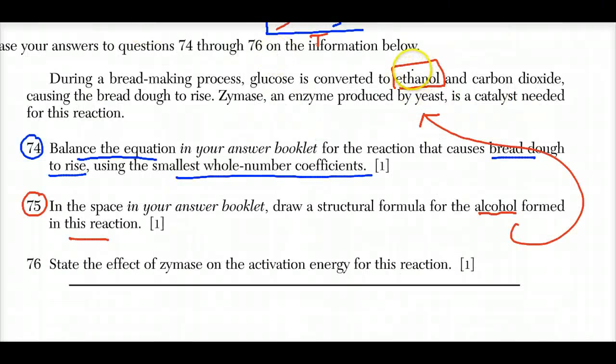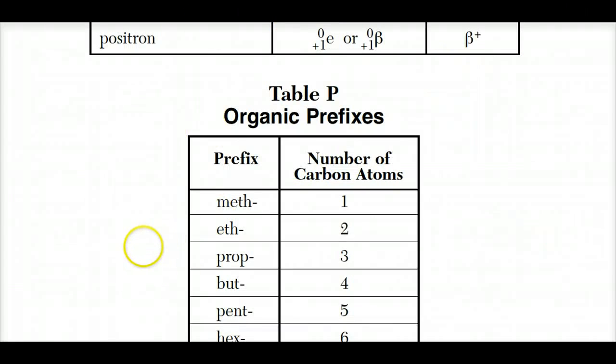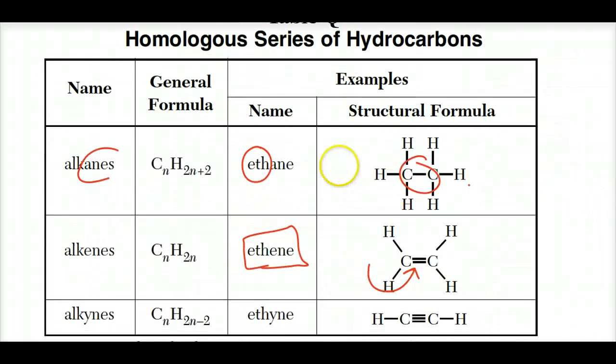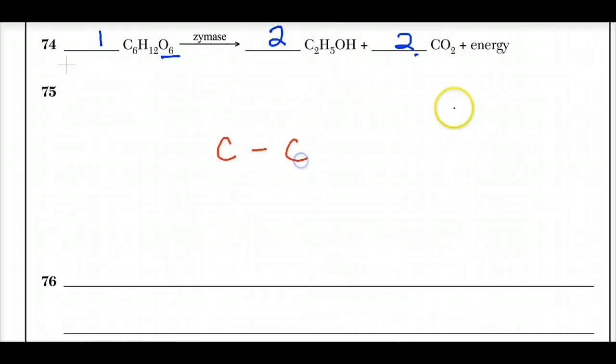So we have a hydroxyl group attached to a carbon chain. The question is, what does the carbon chain look like? Well, the ETH tells me that there are 2 carbons. How do I know? Table P. So ETH is the prefix for 2 carbons, and because it was ethanol, the AN means, really the E was there. You crossed that out, so it's an ane. And ane means, as we've seen before, single bonds. And there is ethane, single bonds between the carbons.